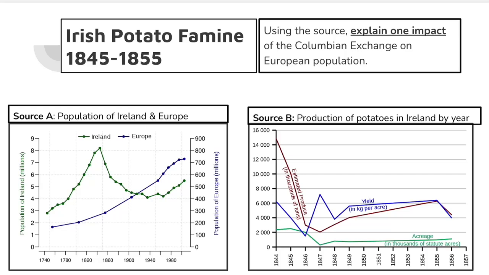you can figure out how to use them. Okay, so the first thing that we always do is we read the question. What is the prompt? Using a source, explain one impact, so we're still in causation, of the Columbian Exchange on the European population. Population meaning people. So whereas in the previous examples, we've been talking about the impact on the Native American population, now we're going to be talking about the impact on the European population. And so our topic for these documents is the Irish potato famine of 1845 to 1855.